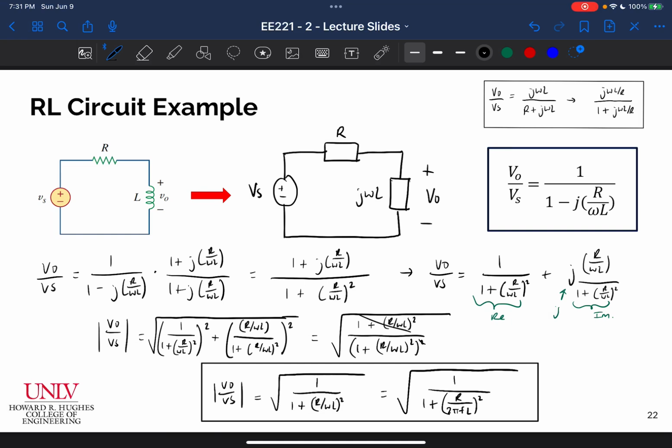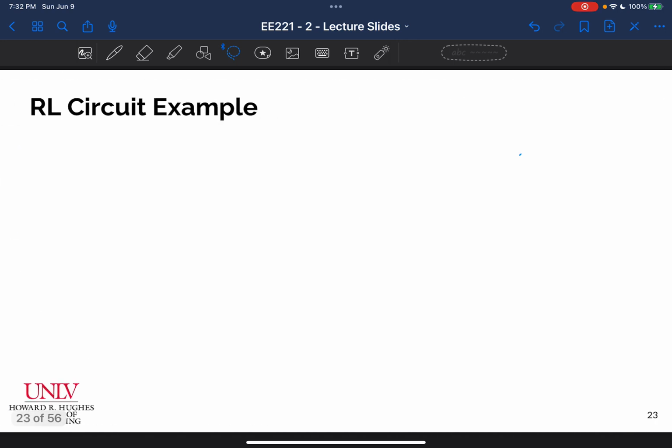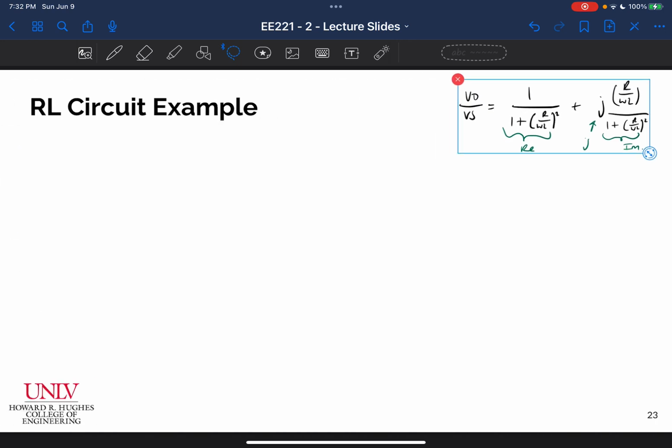All right, so previously we obtained the magnitude for this transfer function from this complex rectangular form representation of the transfer function, V out over Vs. Now we're going to do the same for the phase, so let's just copy this and take it on over here with us. Throw it up here.